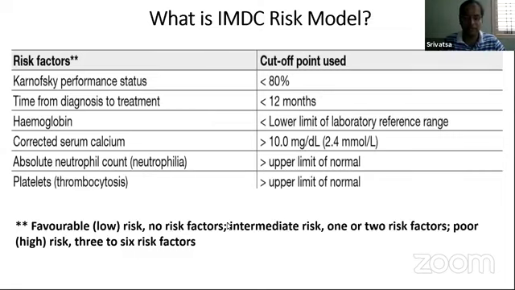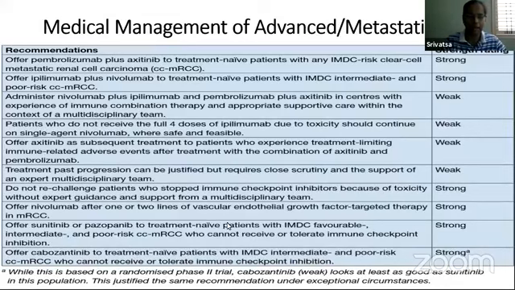So these are the cutoff points that are used, and based on these points, the disease is considered favorable risk when there are no risk factors. That's very important to understand. It is intermediate risk when there are 1 or 2 risk factors, and anything beyond 2 risk factors pushes the patient into the poor risk category. So this IMDC model, or the MSKCC, either of them are now being aggressively used to understand how we manage advanced or metastatic RCC patients.